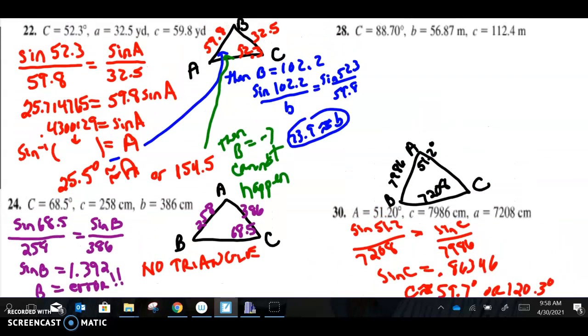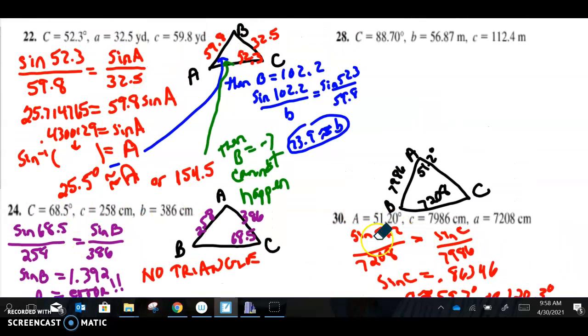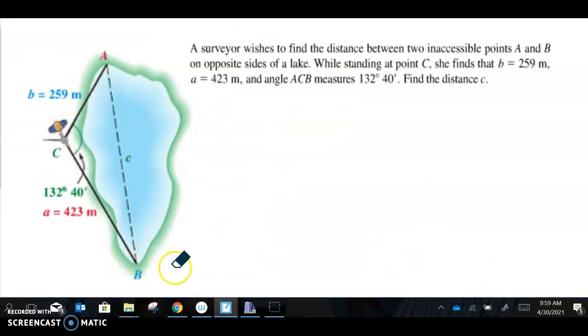So I just wanted to go over the three things that happen with the situation when you have an angle side side. Maybe there's just one triangle, maybe the triangle can't happen, or maybe you have two possible triangles with the given information. Okay, let's look at this situation and see if we can do this law of sines with this.